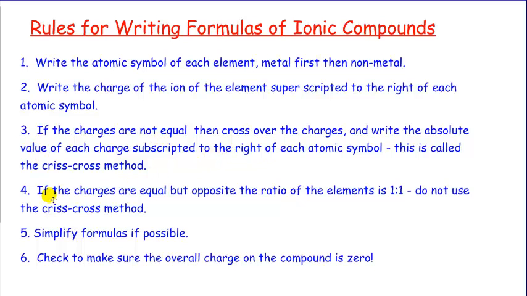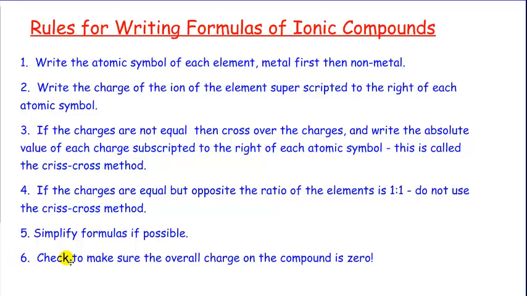Another possibility is this: if the charges are equal but opposite, the ratio of elements is 1:1, and you don't use the crisscross method. This is a really nice case when you get a formula that you have to write like this. It's really easy. And then number 5, simplify the formulas if possible. You're not going to have to do this that often. However, it's something that you need to understand and be able to do, because otherwise sometimes you'll get a chemical formula wrong. You'll crisscross over the charges and end up with an incorrect formula until you simplify it by dividing through by a 2 or 3 or something like that. Then you end up with the actual formula.